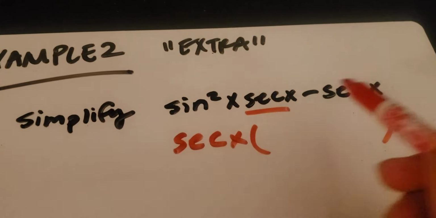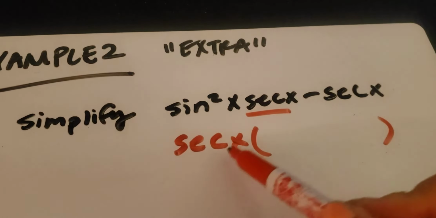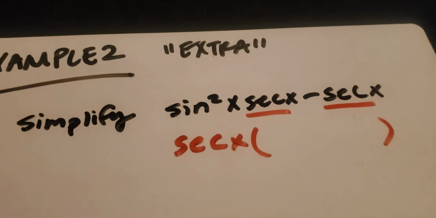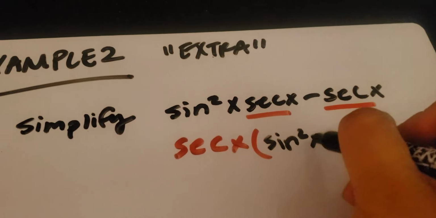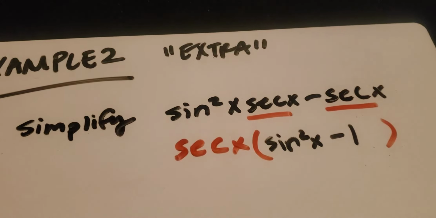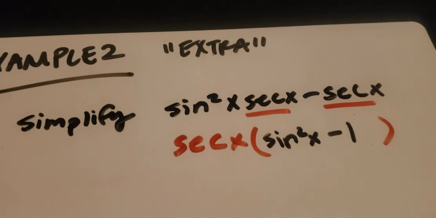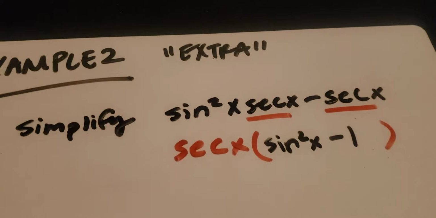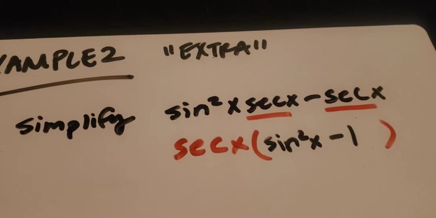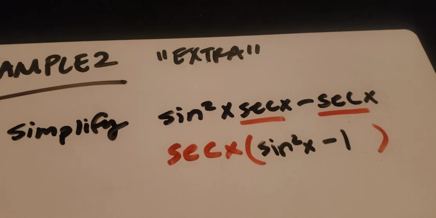So I notice in this term we have a secant of x, and in this term over here we also have a secant of x. So I'm basically going to factor it out. I'm left with sine squared of x minus 1. Then look at your identities. It's similar, not exactly, to one of the Pythagorean identities, probably the first one, because it uses sine squared. It's the one that says sine squared of x plus cosine squared of x equals 1.